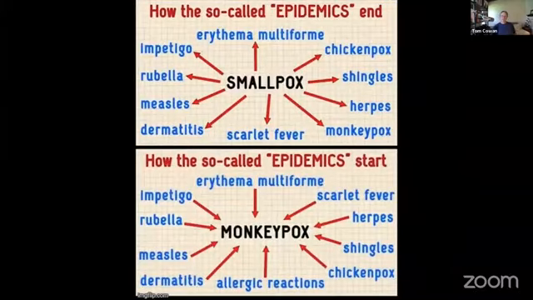We've been over this before. How do you get epidemics? Let's start with the bottom one to start. It's one of those things that's like the oldest trick in the book.